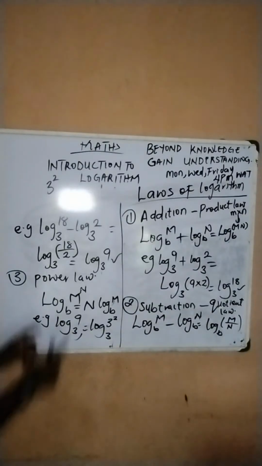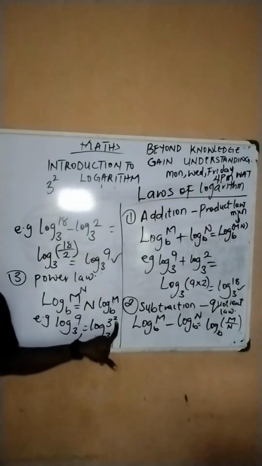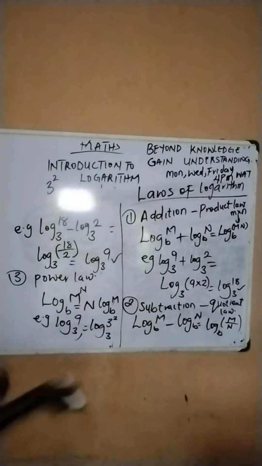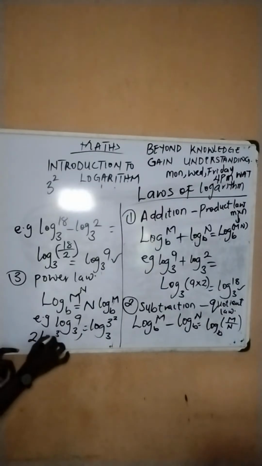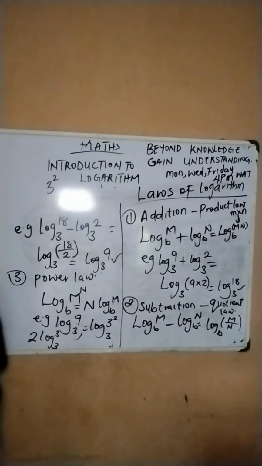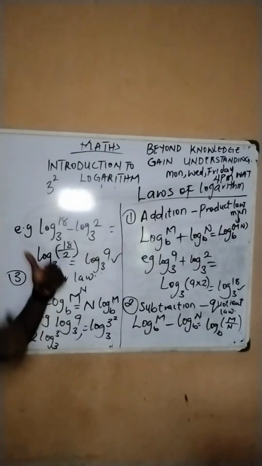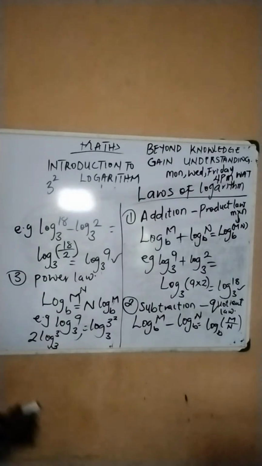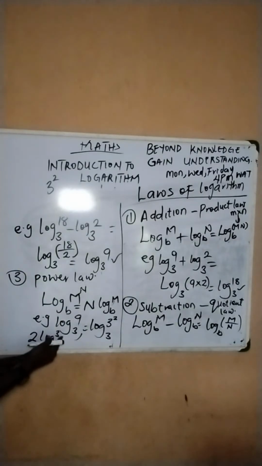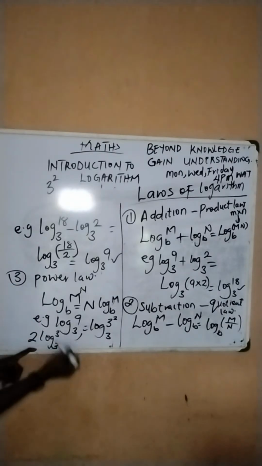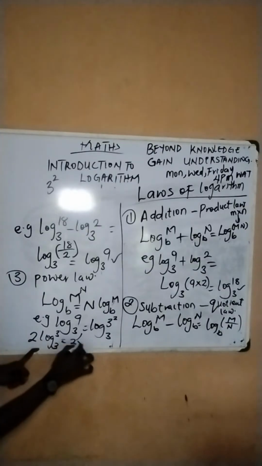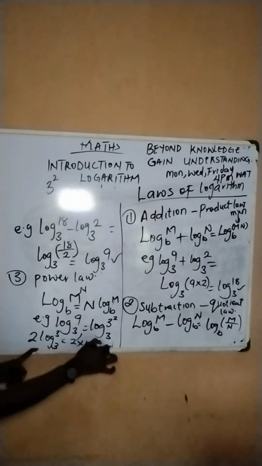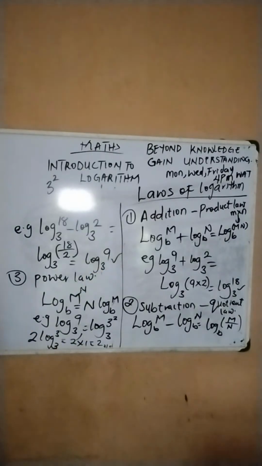Once you've done that, you now apply this power law, which is take the power and multiply it to the log. So this becomes 2, the power, multiplied to log 3 base 3. This leads us to the next law: if you have a log that has the same value as the base, it is equal to 1. So log 3 base 3 is equal to 1. So this is 2 times 1, which is equal to 2. But we're going to look at that law in the next phase.